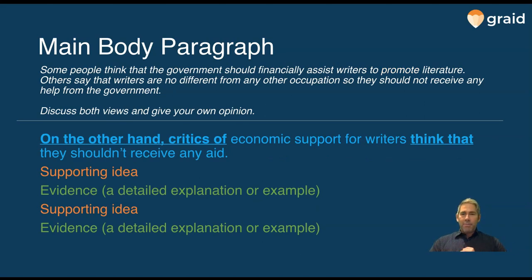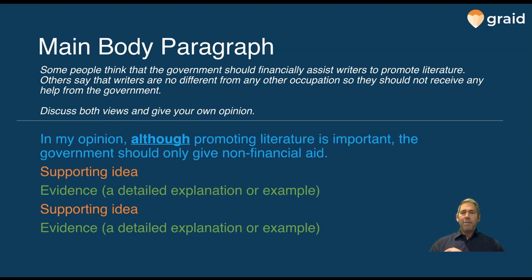Here is another main body paragraph: on the other hand, critics of economic support for writers think that. Now, this is probably an easier complex sentence, but it still is a complex sentence. Think that. We can have verbs of thinking, such as think, believe. If we follow those verbs with "that", we have a complex sentence because it requires another part of the sentence to give it meaning. So try to remember the parts that I've highlighted, and then you can substitute in your own ideas in your own essays.